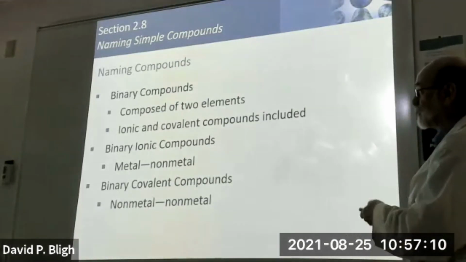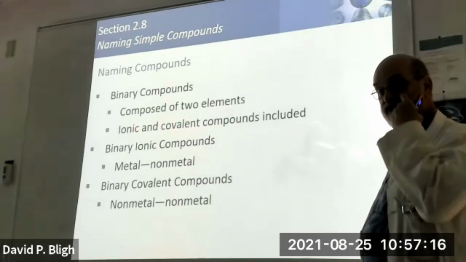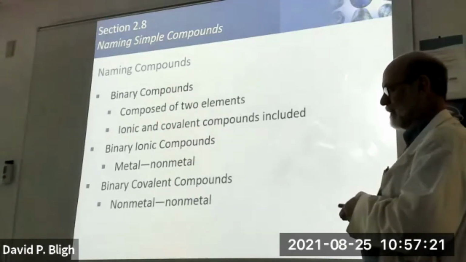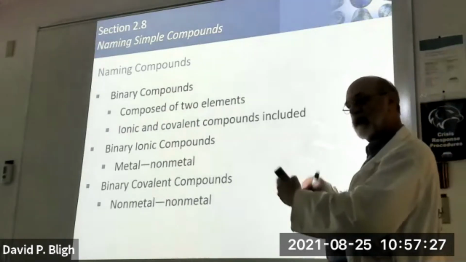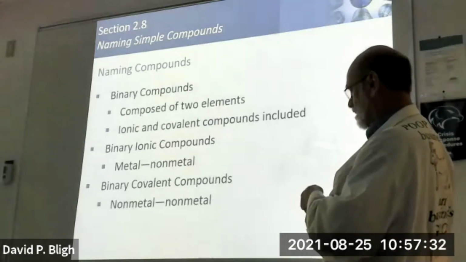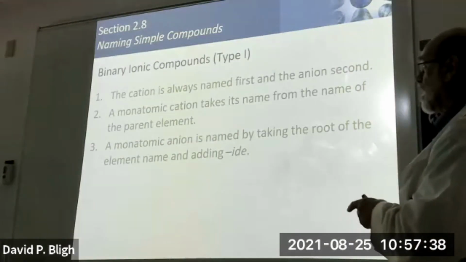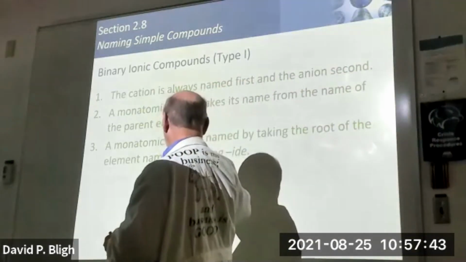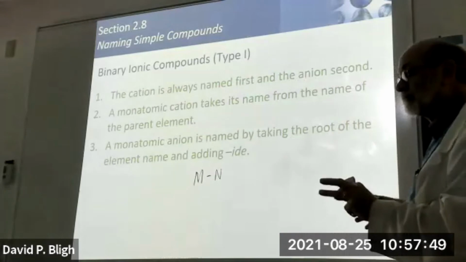So binary compounds have two parts. They can either be ionic or covalent. We've learned that so far. So in the beginning, we're going to start off by naming ionic compounds, and then we're going to use that to help us with naming covalent compounds. All right. So the type 1 compound. In the type 1 compound, you have a metal and a non-metal. So you know where they come from on the periodic table.